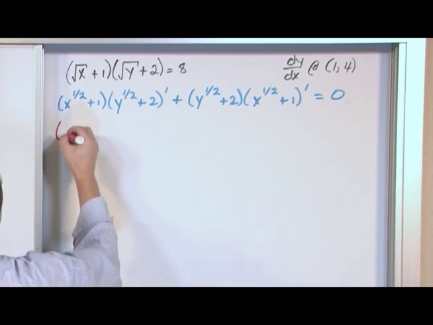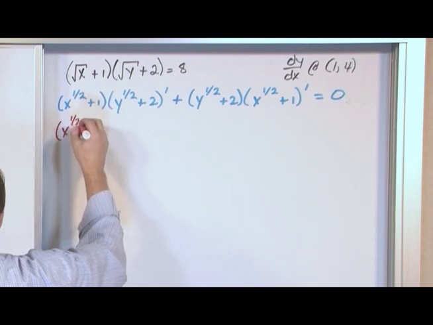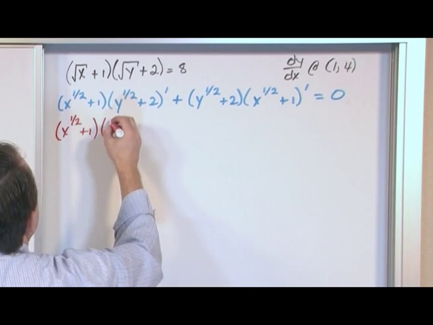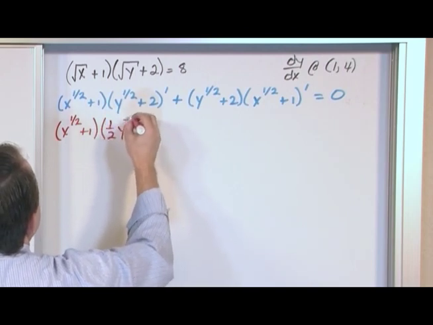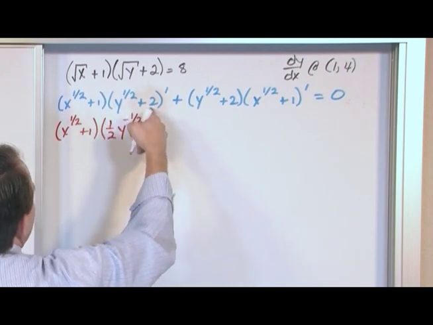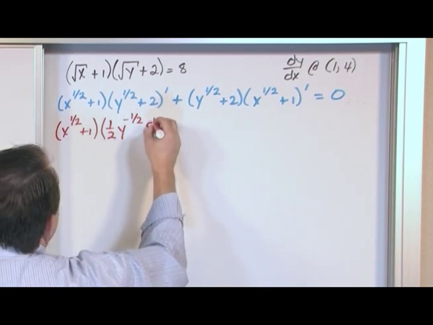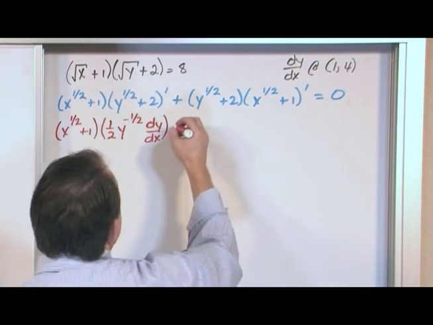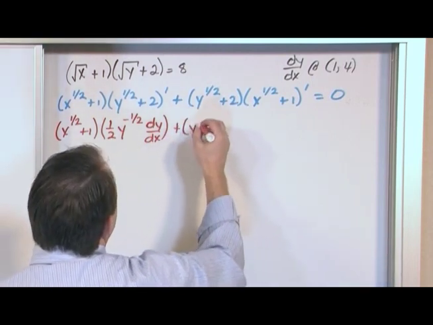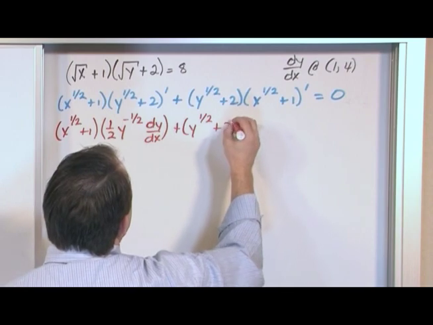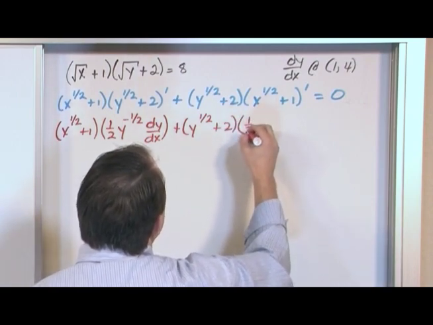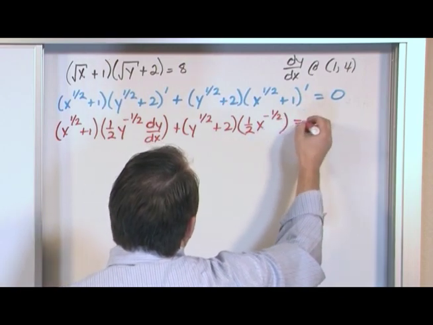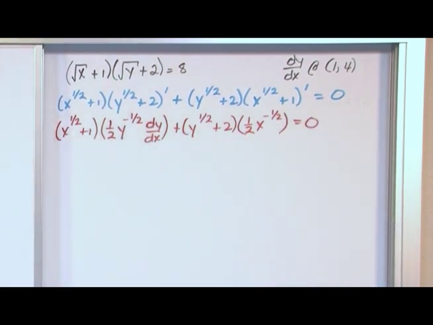So what we're going to have over here is x to the 1/2 plus 1. What do we have inside here? We're going to have 1/2 y to the negative 1/2. The derivative of this term, 0, so it doesn't count, and we multiply by dy/dx, because that's a y variable that we're dealing with. And then over here, let's just recopy this, y to the 1/2 plus 2, and then inside here, it's just 1/2, taking the derivative, x to the negative 1/2. This derivative is 0, so it doesn't play. So we leave it like that.